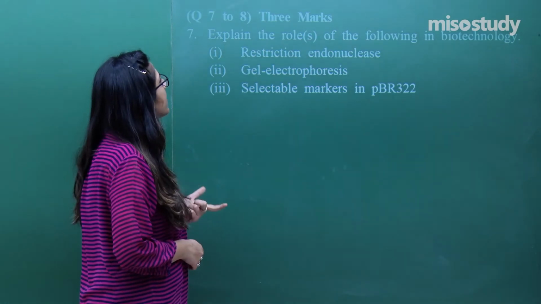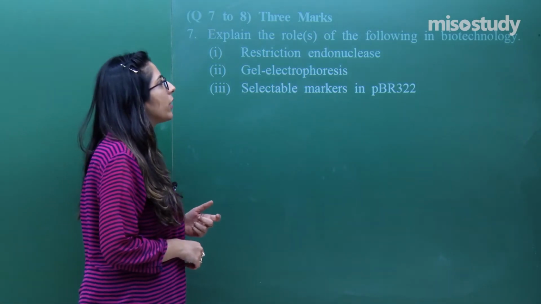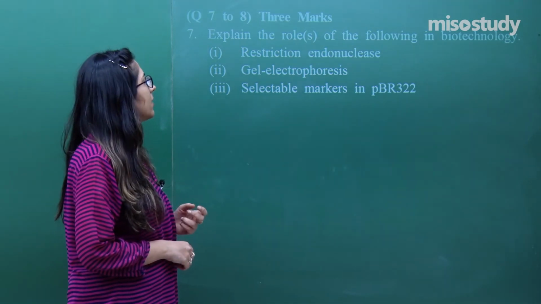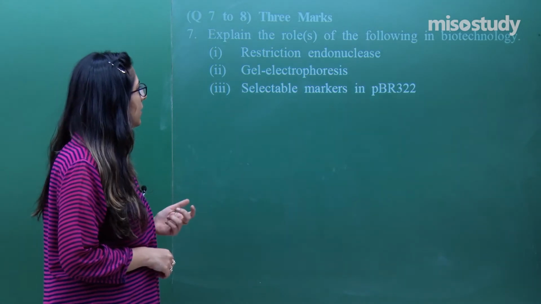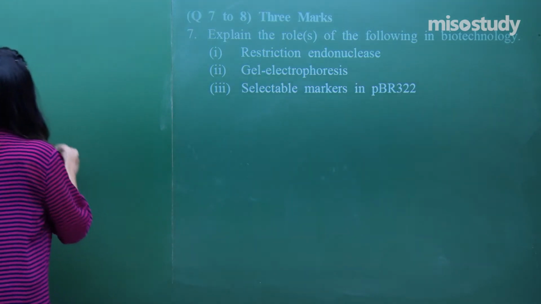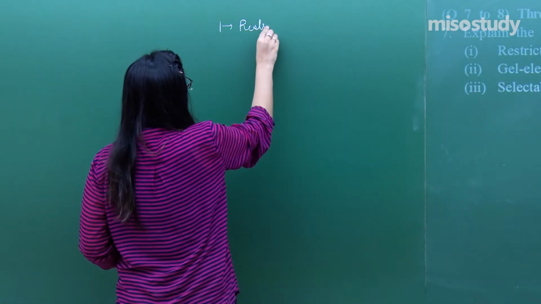So question number 7 is of 3 marks. The question states, explain the role of the following in biotechnology. First, restriction endonucleases, second, gel electrophoresis, and third, selectable markers in pBR322. First of all, we have restriction endonucleases.